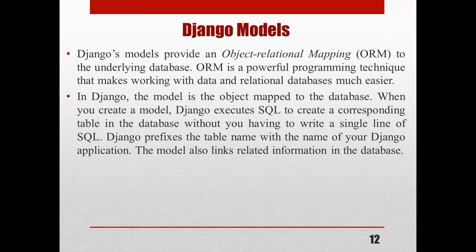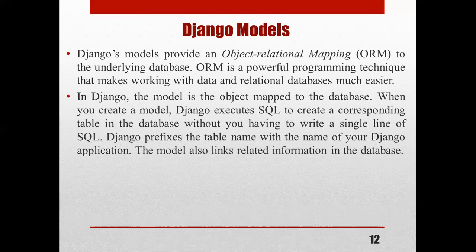For that we are going to look at Django models. Django models provide an object relational mapping, that is ORM, to the underlying database. ORM is a powerful programming technique that makes working with data in a relational database easier. In Django, the model is the object mapped to the database. When we create a model, Django executes SQL to create a corresponding table in the database without you having to write a single line of SQL.